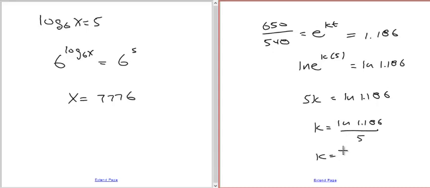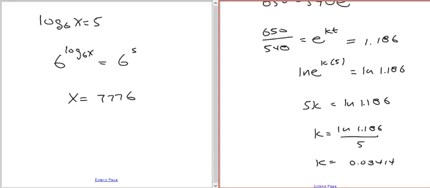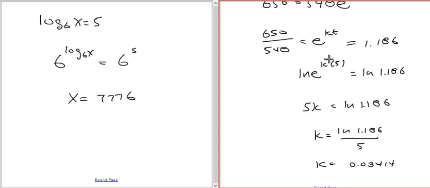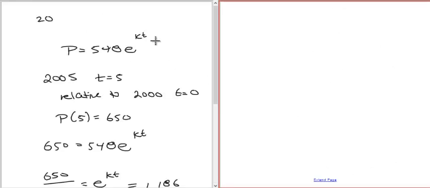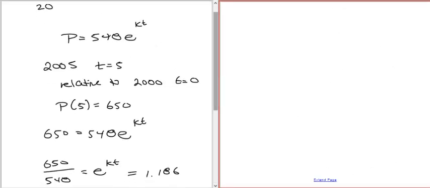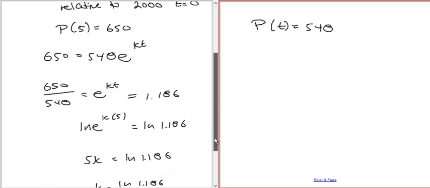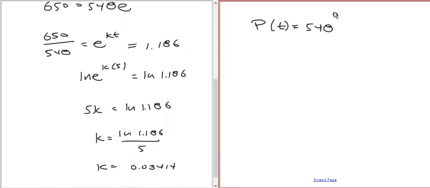And that turns out to be 0.03414. So we use the population at 5 years relative to 0 years to find k. And then once you have k, we can say that this population P of t is 548,000 times e to the 0.03414 times t.